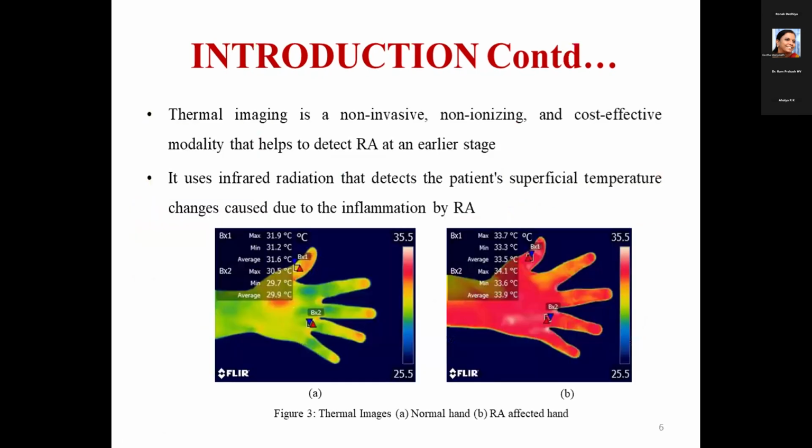So coming to thermal imaging, as I said earlier, it's a non-invasive and non-ionizing and cost-effective modality, and it predicts or detects the earlier stage of RA. So here in this figure, figure A shows a hand of a normal person, and figure B shows the hand of a rheumatoid affected person. So in that, you can see the temperature differences more in the case of a patient.